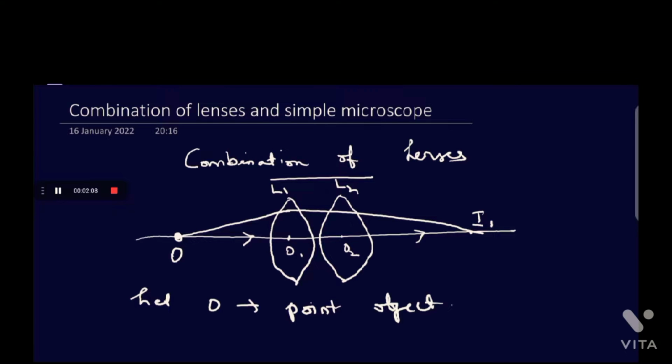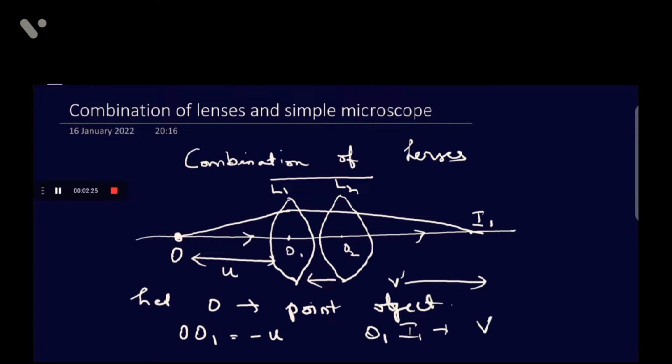So this one is I1, in which I am going to take this as V dash. O1 will be the object distance which is towards the left hand side. This one will be U, and you can see that O1I1 will be the image distance V dash, right? And the image is formed at V dash.